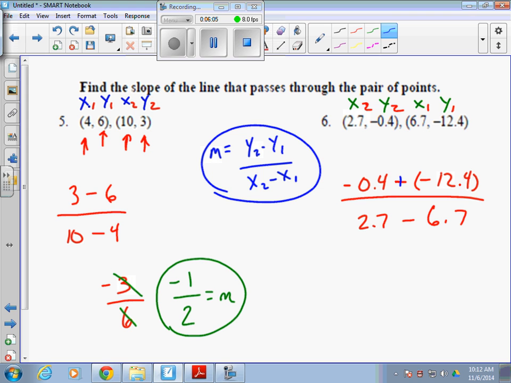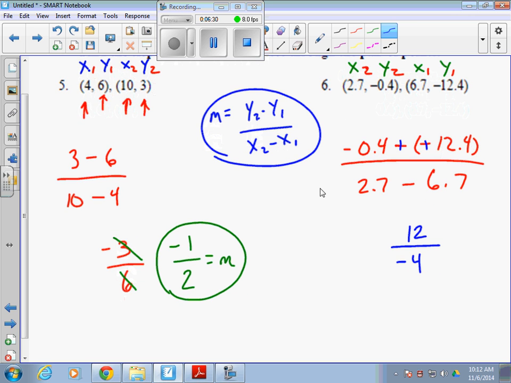Minus a negative means plus. So negative 0.4 plus 12.4. You subtract 0.4 from it, you're going to be left with 12 on the top. 2.7 minus 6.7. Subtract them. 6.7 minus 2.7 is going to be 4. And since 6 is the higher absolute value, it'll remain negative. So you have 12 over negative 4, or positive divided by negative. Your slope is going to be a negative. 4 goes into 12 3 times, so the value for that one is negative 3.